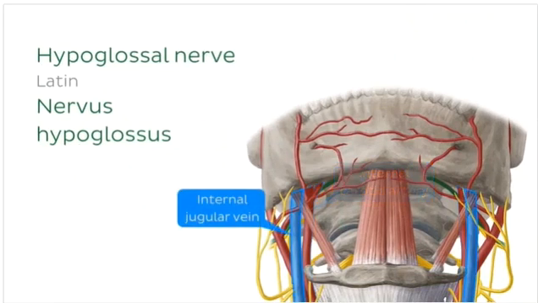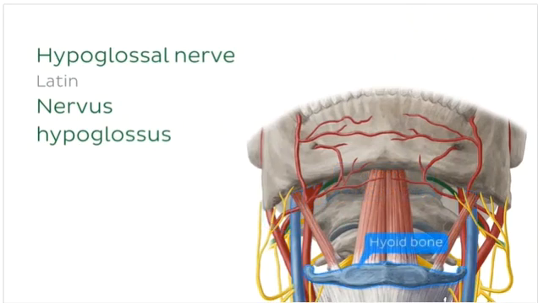Once outside of the skull, the hypoglossal nerve descends vertically between the internal carotid artery and the internal jugular vein before turning laterally close to the greater cornu of the hyoid bone.